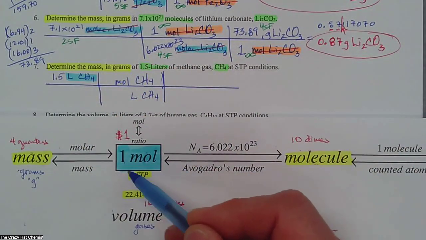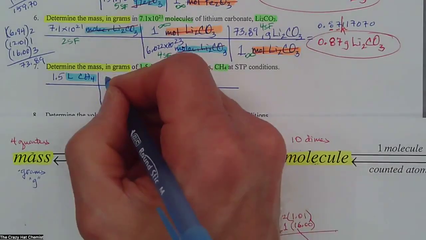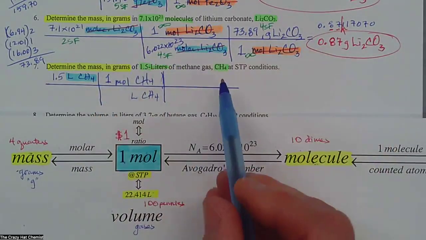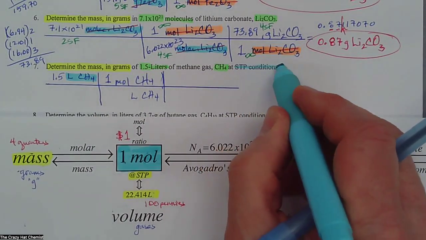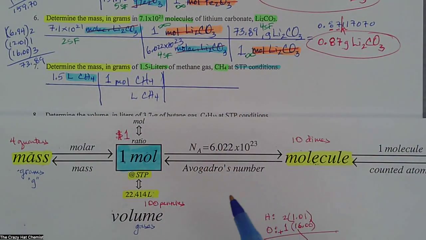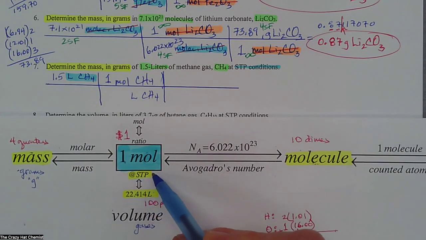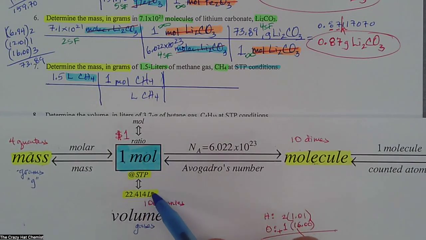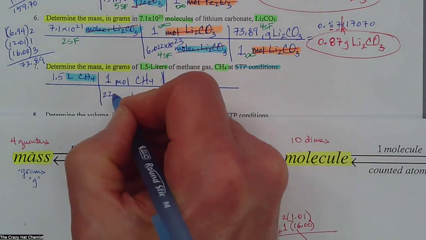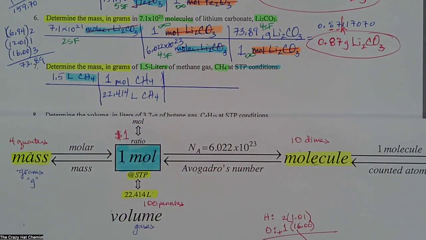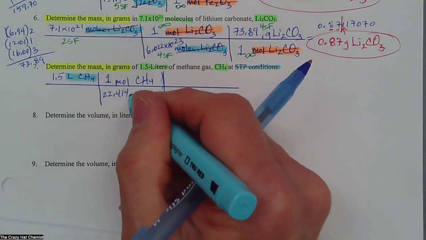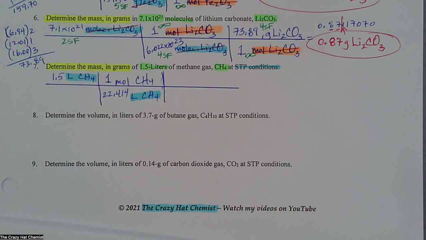What's the number in front of the mole? As always, it's a 1. Now, it says this is at STP. That's absolutely critical. So at STP, 1 mole of any gas is equal to 22.414 liters. Perfecto. Beautiful. That means that these liters here are going to cancel out in just a moment.